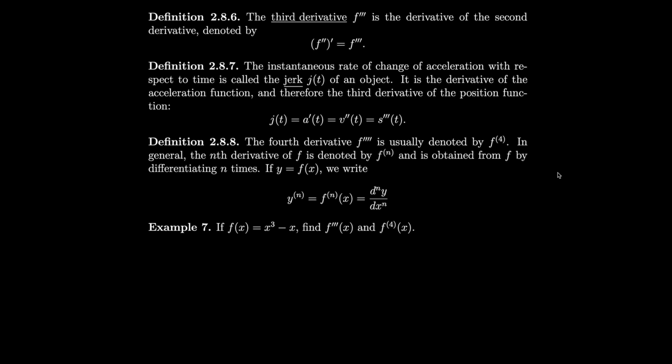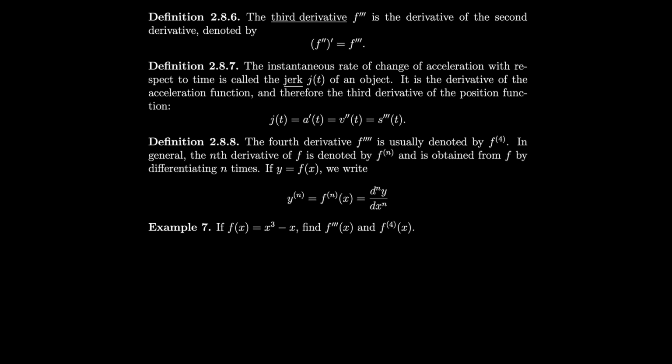The third derivative, f triple prime, is the derivative of the second derivative, denoted by f double prime prime, which is f triple prime. The instantaneous rate of change of acceleration with respect to time is called the jerk, j of t, of an object. It is the derivative of the acceleration function and therefore the third derivative of the position function. So j of t is a prime of t is v double prime of t, which is s triple prime of t.